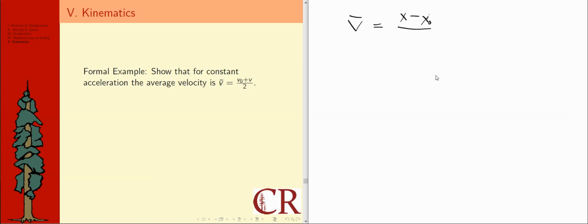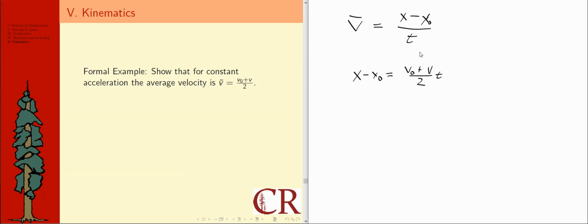Oops, I think I found a spot in my screen that my pen didn't write. There it goes. Okay. Sometimes that happens. Technical difficulties. Anyways, x minus x naught over t. And maybe one way to approach this, if I take at face value some of the kinematic formulas that I already have. Well, one of the kinematic formulas has an x minus x naught equal to v naught plus v over 2 times t.